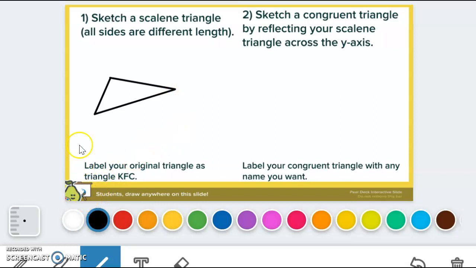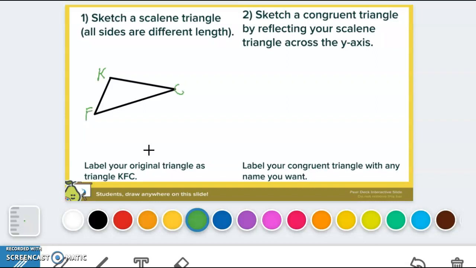Let me join the points again. There we go. Now label your original triangle as triangle KFC. Remember, naming triangles, we call it by the corners or the vertices. So I'm going to call this K, F, C. The vertices are called KFC.